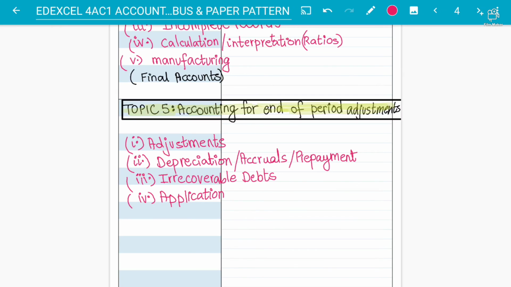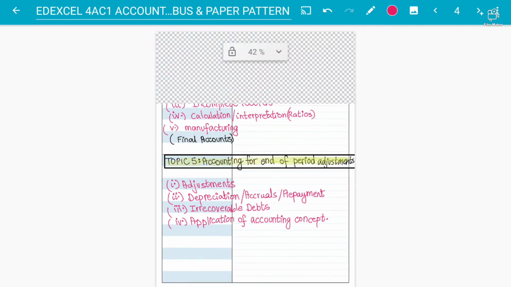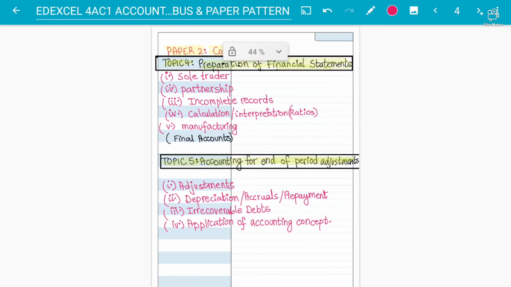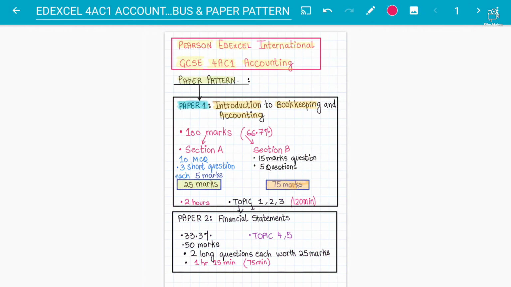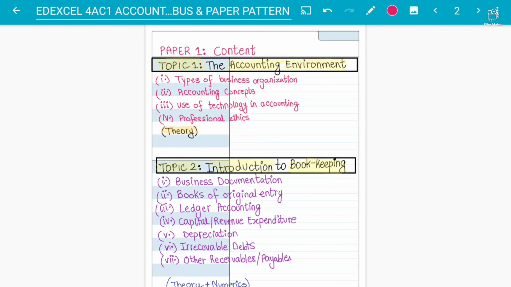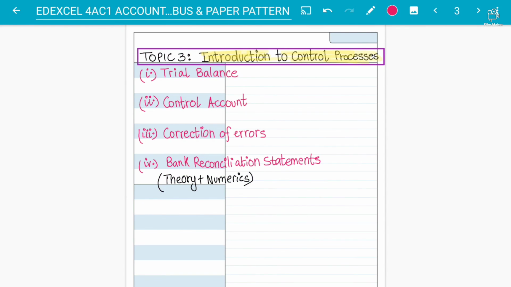So basically in paper 1 they might test the definition of an accounting concept, or just the understanding. In paper 2 they want you to apply it as well, in a practical case scenario. With this, the paper pattern has been discussed with you, students, and we have discussed the content as well: 5 topics in total for Edexcel 4AC1 accounting.